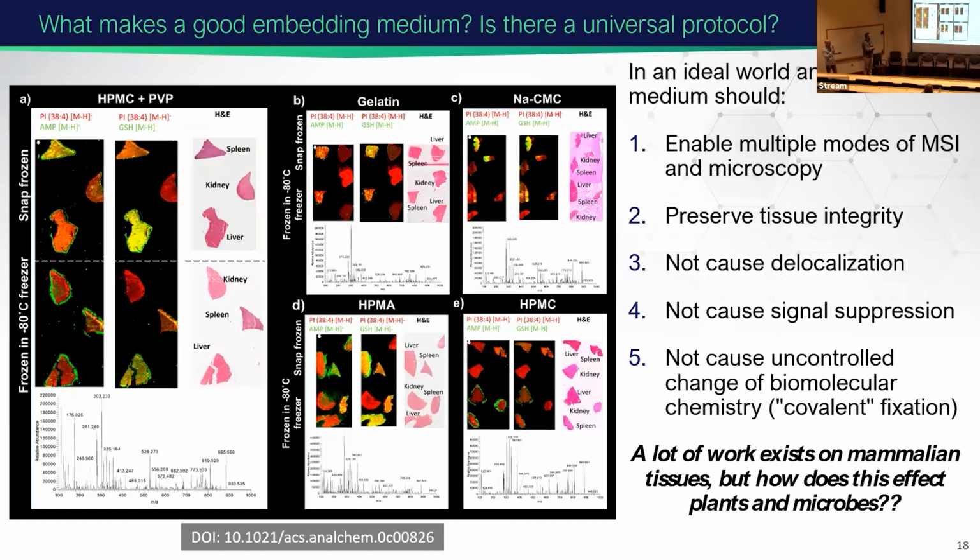The second thing is that we don't want this embedding material to cause delocalization, right? What Kevin pointed out right here, because the most important thing in imaging is that you want to have information about the localization of your molecules. So if you have delocalization that is bigger than the step size that you use, then you don't have valuable information. And also there are a lot of matrices or embedding materials that are perfect for sectioning, but they provide very significant signal suppression.